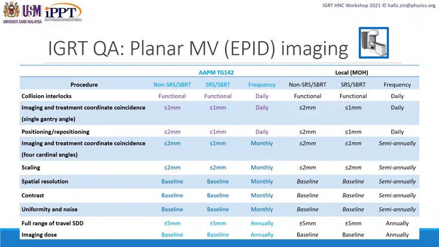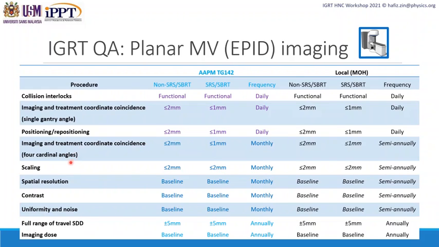So for the collision interlocks, it needs to be checked whether it is functional daily. For the imaging and the treatment coordinate coincidence, for one of the gantry angles, usually at 0, this is tested to be within 2 mm for non-SRS or SBRT treatment. But if your center is doing SRS or SBRT treatment, the accuracy should be within 1 mm, and it should be performed daily. For positioning and repositioning of the patient, also similar magnitude and should be performed daily.